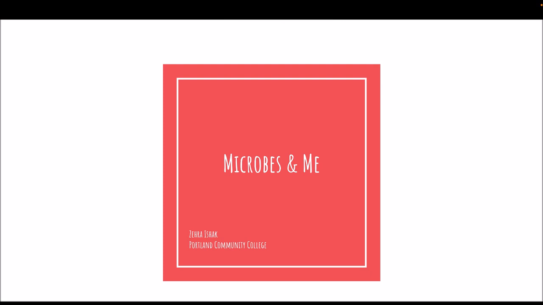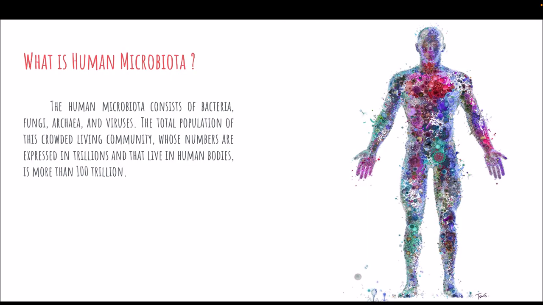Microbes and me. What is human microbiota? The human microbiota consists of bacteria, fungi, archaea, and viruses. The total population of this crowded living community, whose numbers are expressed in trillions and that live in human bodies, is more than 100 trillion.